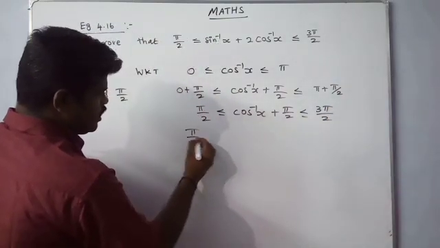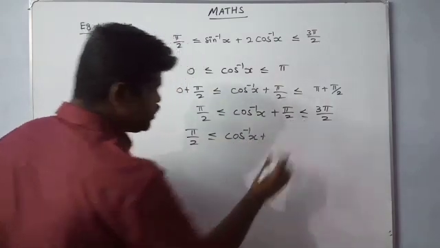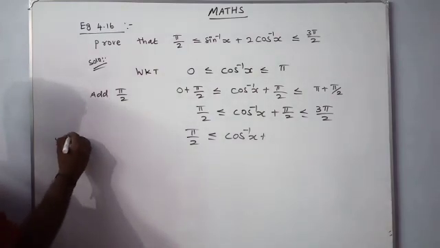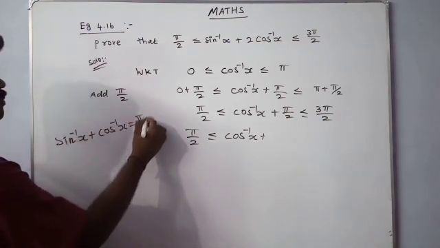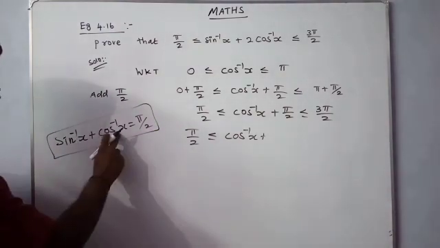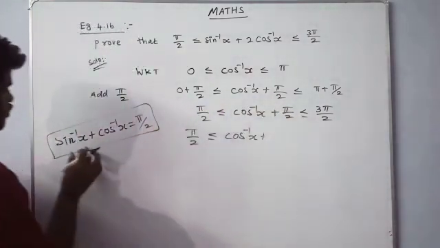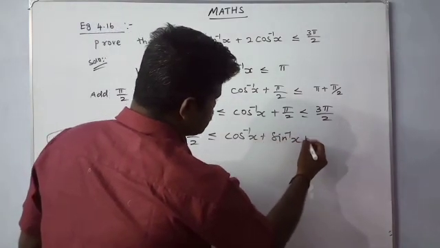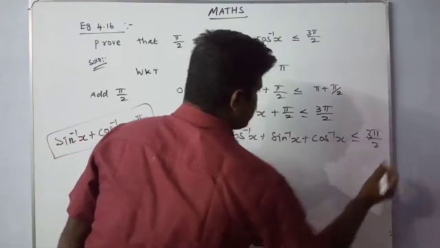But here pi by 2 is less than or equal to cos inverse x plus pi by 2. For this pi by 2 we want to write property number 6: sin inverse x plus cos inverse x is equal to pi by 2. This is the property. So the pi by 2 result we write here as sin inverse x plus cos inverse x, which is less than or equal to 3 pi by 2.